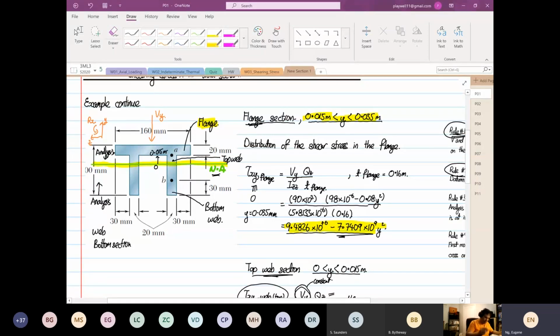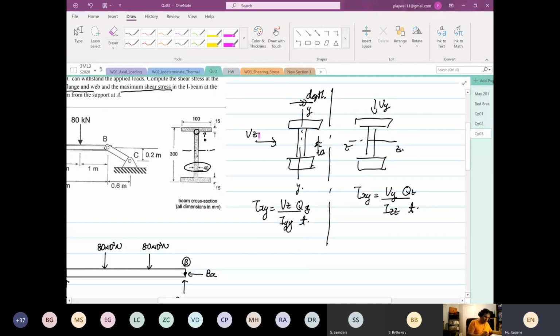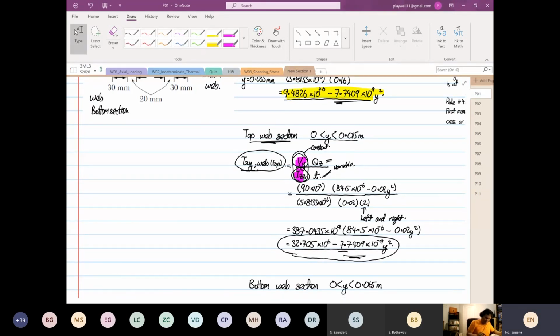Then we go for the top web section. Another thing that I highlight a lot of times: regardless of where you analyze the structure, Vy and Izz are always constant. One of you asked earlier, what if it is Vz? If that's the case, Vz and Iyy are always constant. From here, we work out an expression for the top web section, and we come up with this relationship.